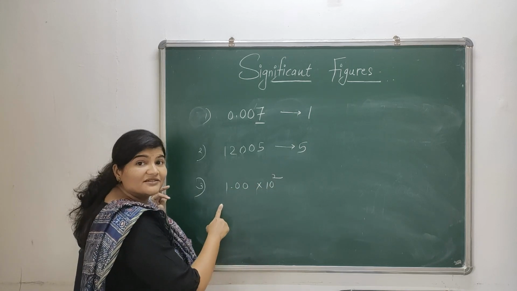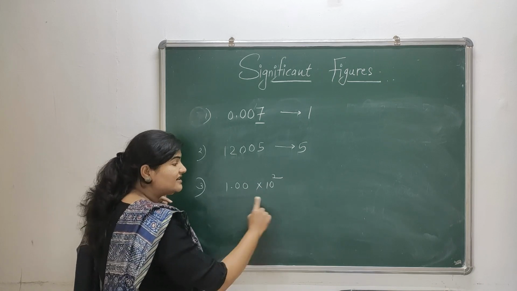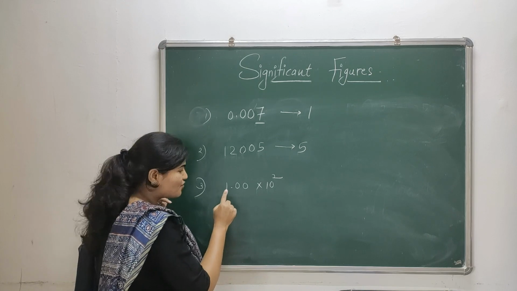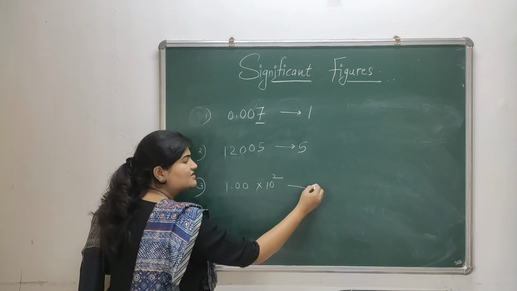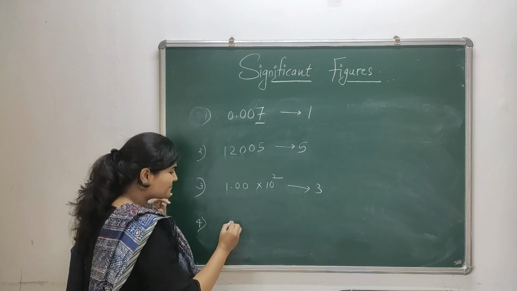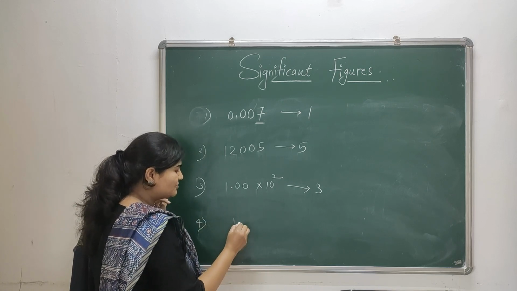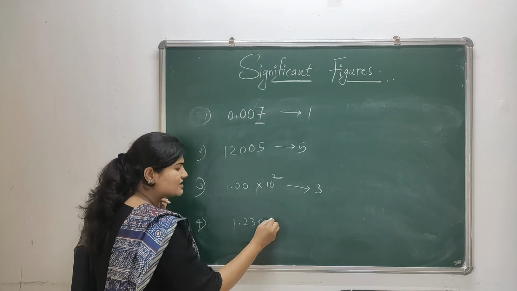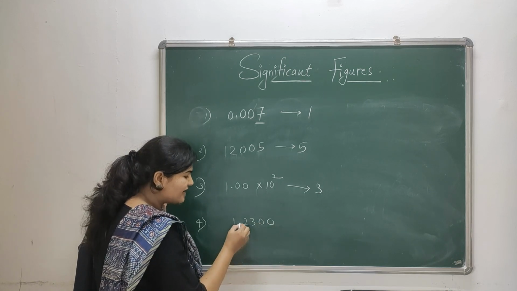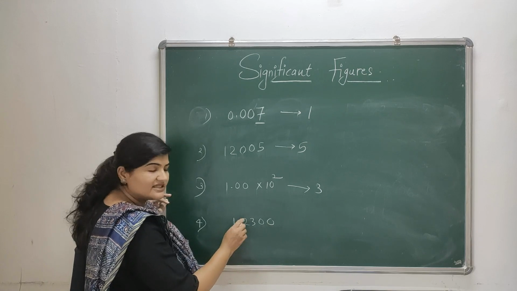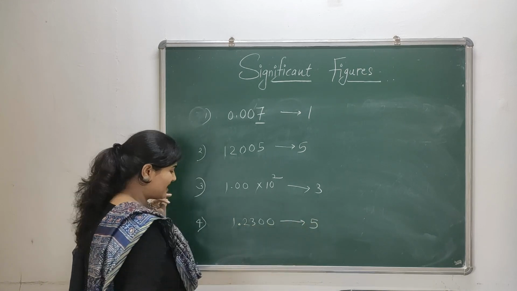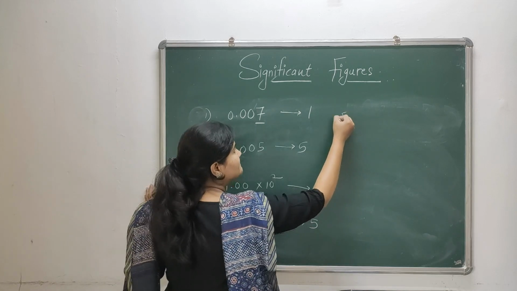Now look at the number. It is written in scientific notation, so we have to count all the digits. So 1, 2 and 3. It is going to be my significant figures. Then next I am having 1.2300. Now here zeros are on the right side of the decimal point, so they are significant. So 1, 2, 3, 4 and 5. There will be 5.